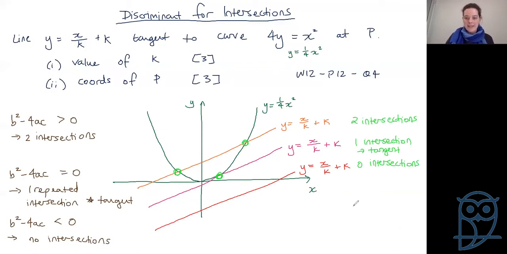So if we have a look now at actually solving that, we have y equals x over k plus k, and we have y equals x squared over 4, so we can make our lives rather easy. Part 1 asked us to find the value of k, but they told us that the line is a tangent to the curve. So we can say, well then that means that x over k plus k is going to equal x squared over 4, right?